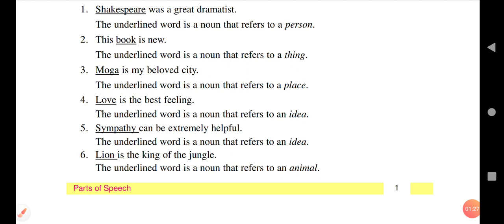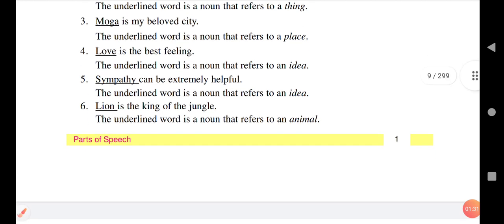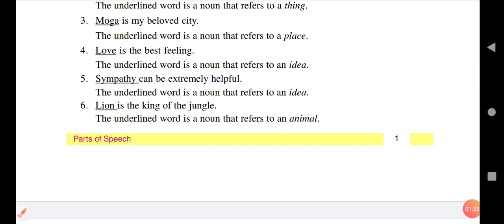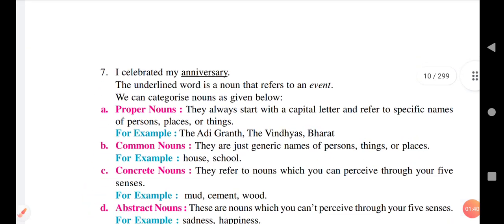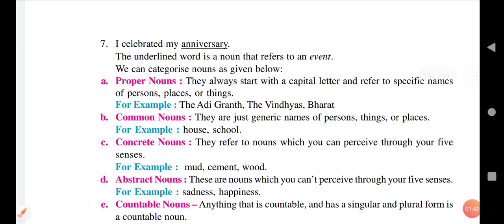Sympathy can be extremely helpful. The underlined word is a noun that refers to an idea. Lion is the king of jungle. The underlined word is a noun that refers to an animal. I celebrated my anniversary. The underlined word is a noun that refers to an event. We can categorize nouns as given below.